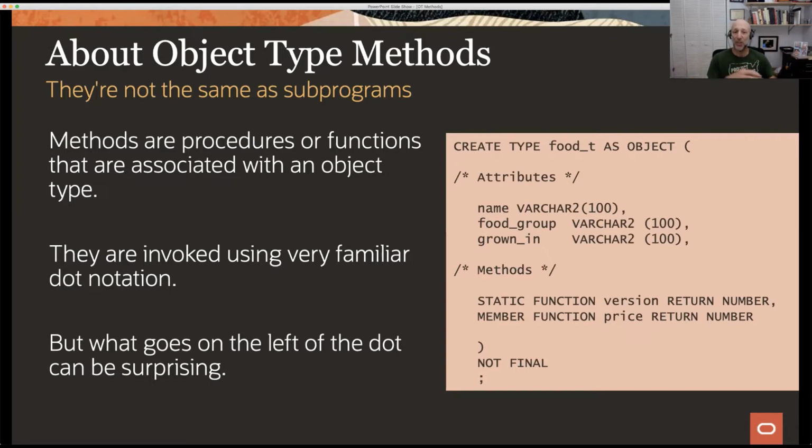And as you see in my little code example here, we've got attributes in my food type now, which you saw before, but I've also added a couple of methods. And you can see the two different types, two of several types we're going to talk about today, the static function and the member function. So there are static methods, member methods. You're about to understand the difference between those two.